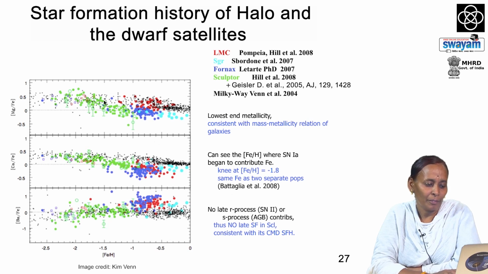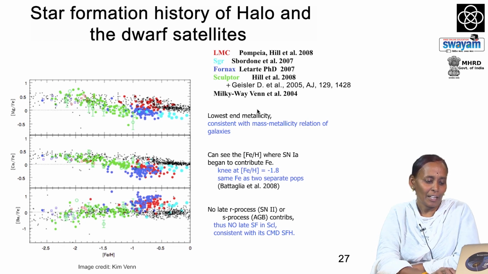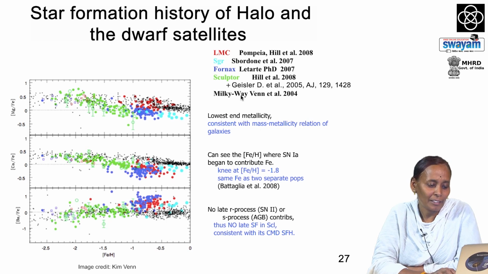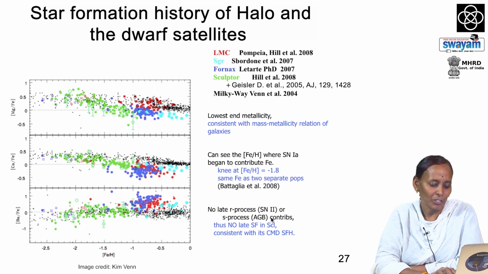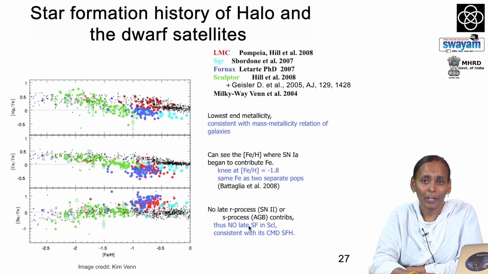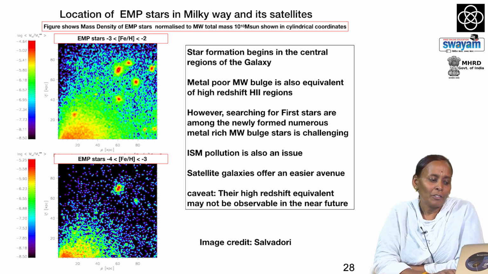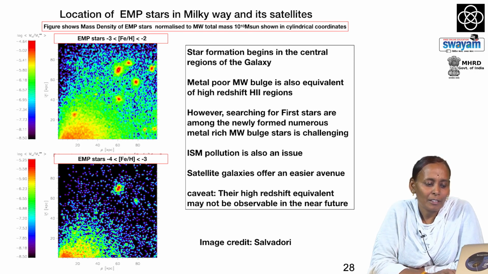And this is again for another dwarf spheroidal, the Sculptor dwarf spheroidal galaxy. It's a little more massive than other dwarf galaxies. So they are consistent with the mass metallicity relation of galaxies, and the knee occurs at -1.8, and they don't have a late R process and S process contribution. They are very similar to the Milky Way halo stars.